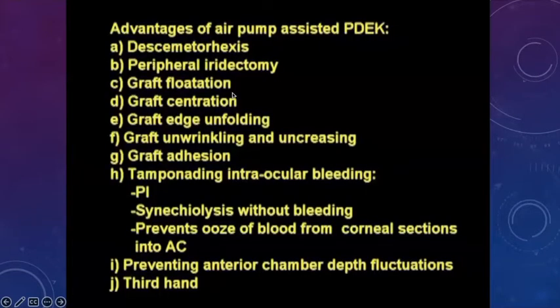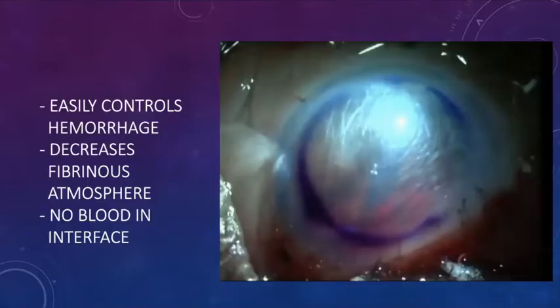So it helps you in descemetorhexis, in a peripheral iridectomy, graft flotation, graft centration, graft edge unfolding, unwrinkling and uncreasing, graft adhesion. So that's another very important advantage that I found for the air pump. It allows the graft to adhere even before surgery is over. And that is a huge advantage for you because you're not worried about post-op detachments. It tamponades intraocular bleeding from the PI, from synechiae, and prevents ooze of blood from corneal sections into the anterior chamber by preventing hypotony. It prevents anterior chamber depth fluctuations and acts as a third hand.